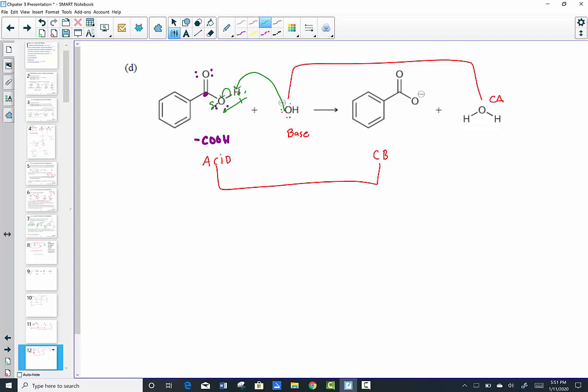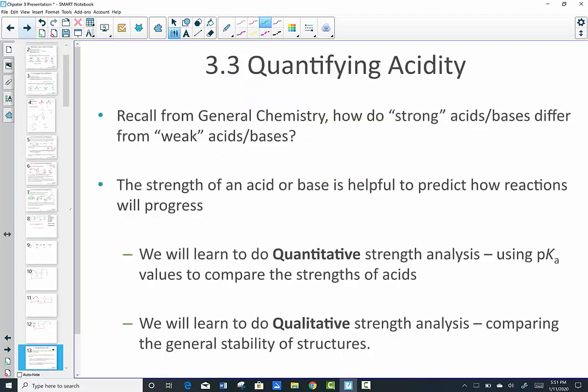Whew, those are a lot of good examples. I think we've mastered Bronsted-Lowry acid-base and proton transfer. Let's bring in a little numbering system, specifically the pKa chart next. So the next step, we're going to examine how strong or how weak an acid is.